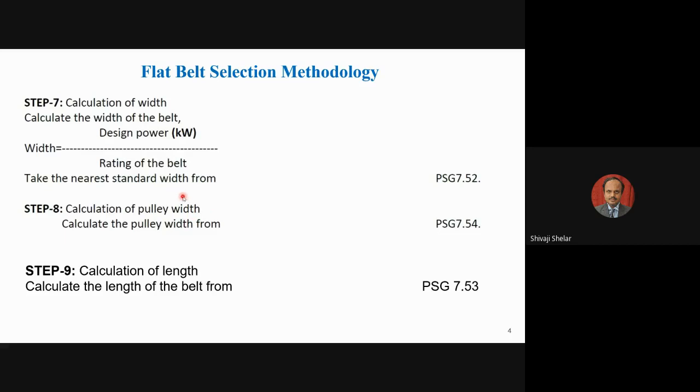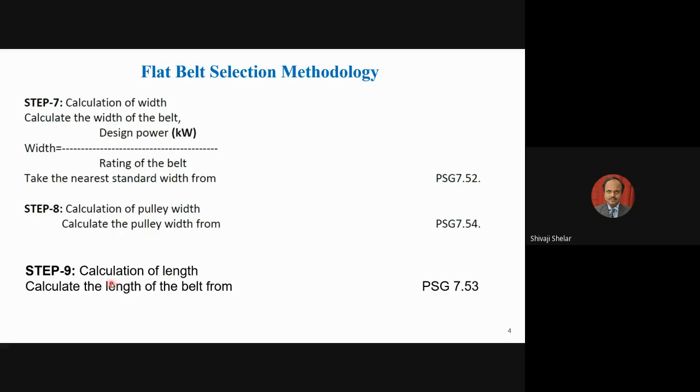Pulley width is normally greater than the belt width, so that slip of the belt from the pulley surface should not happen. For that there is a table given. You can refer to the table on 7.54, and from that you can calculate the pulley width required for the pulley dimension. Pulley diameter we have already selected in step number 2. So here we are not going to do the calculation of pulley diameter. We are going to only take the pulley width.